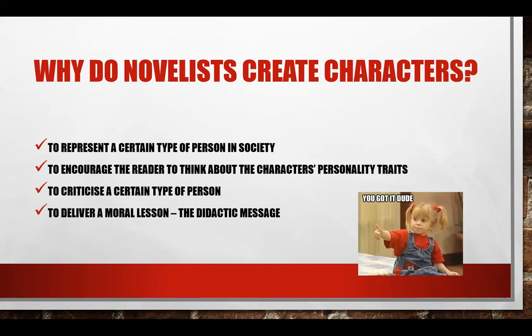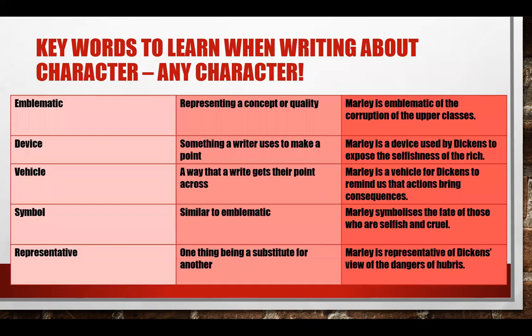Let's move on to a revision of our general vocabulary. So, emblematic. Remember, that means representing a concept or quality. Marley is emblematic of the corruption of the upper classes. Device, something a writer uses to make a point. Marley is a device used by Dickens to expose the selfishness of the rich.